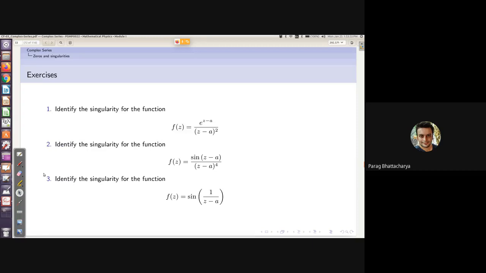Yes, sir. Okay. In this problem, you can just try at home. Identify the singularities for these functions. Just an exercise. You can just try this out.